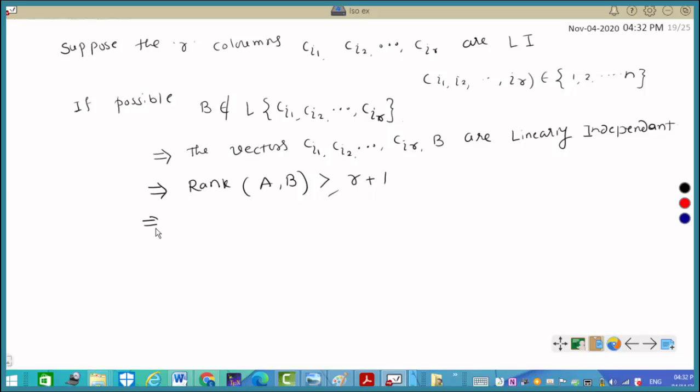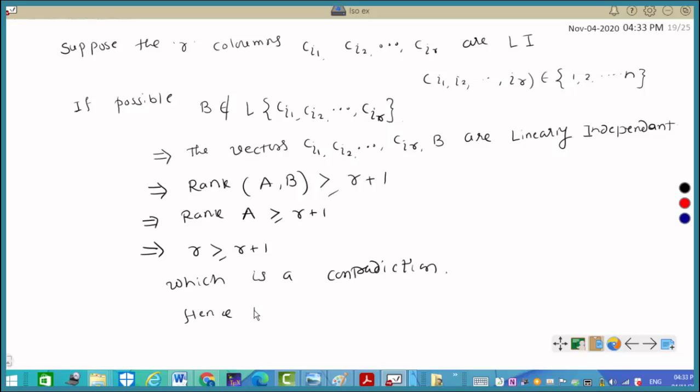So this implies that rank of A is greater than or equal to R plus 1, because rank of A is equal to rank of [A|B]. This implies that R is greater than or equal to R plus 1, which is a contradiction. Hence the vector B must belong to the linear span of Ci1, Ci2, ..., Cir. This implies that B must belong to the linear span of C1, C2, ..., Cn.